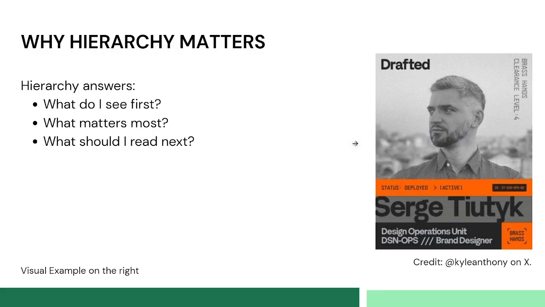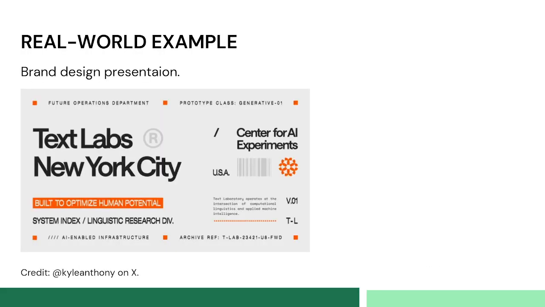So why do we have hierarchy? Hierarchy helps us as designers to guide our viewers' attention to what really matters in that design, what we want them to see first. And there are also real world examples of what I've been saying so far. This is a brand design presentation done by Carl Anthony on X, and we can see Text Lab New York City built to optimize human potential. This is a proper use of layout and visual hierarchy. Looking at this, there's enough margin spacing between elements, and the top four corners are evenly spaced.